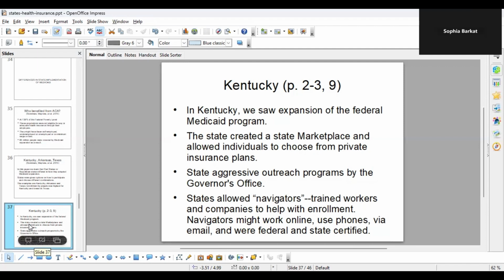States also acknowledged that it was difficult to enroll, and so they hired trained workers and companies to help with enrollment. So navigators might work online, use phones, via email, and were federal and state certified. So they use trained people to walk you through the process.